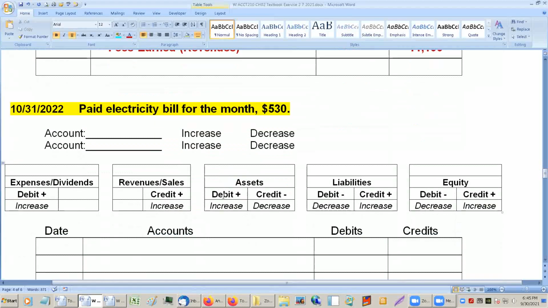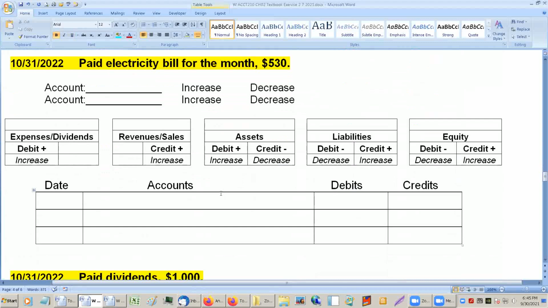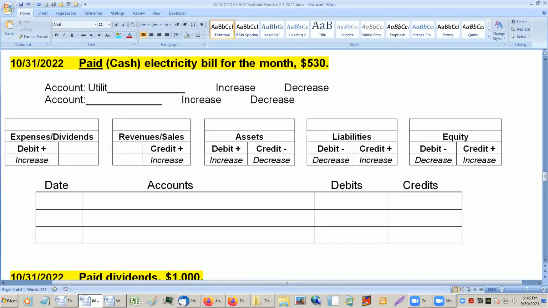Utility. So this one: paid electricity bill. It shows the electricity bill for the month. Now it said paid, so what accounts are we probably going to use? Cash and utility expense. I paid it with cash, and the utility expense, and we say yippee, because we can make the journal entry right now.